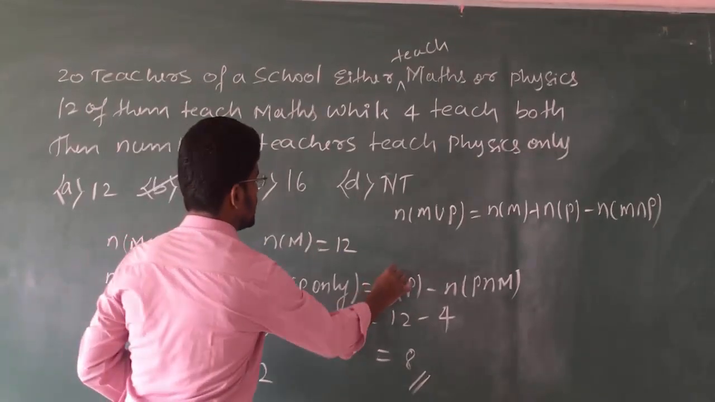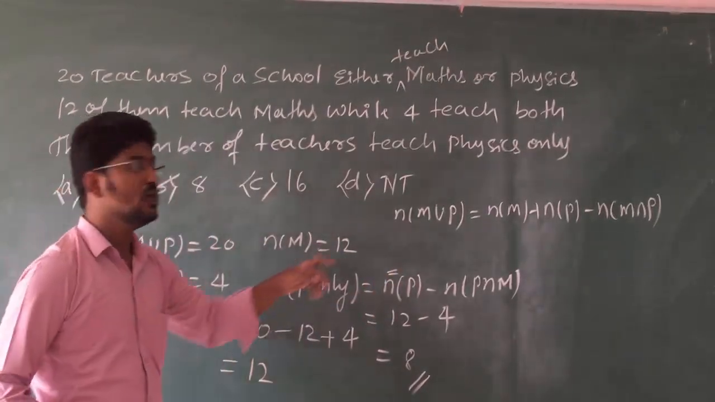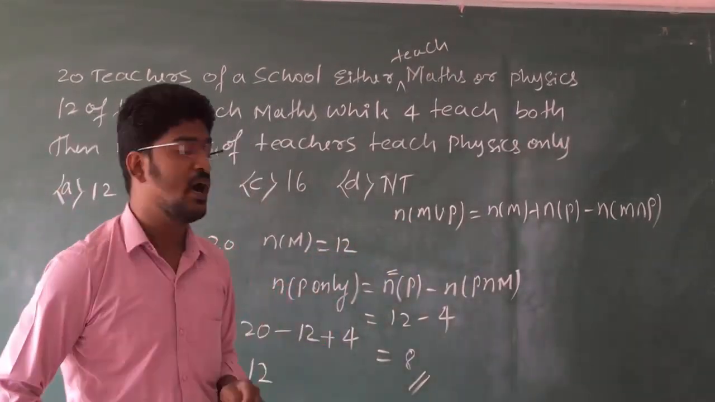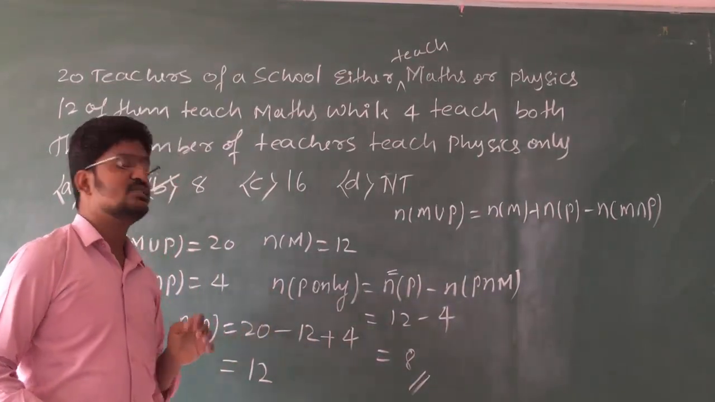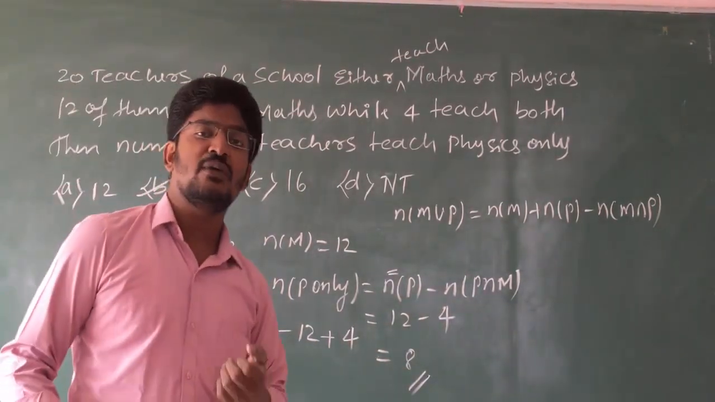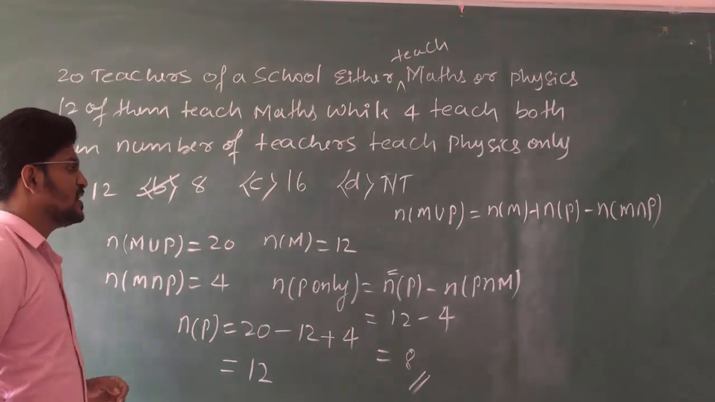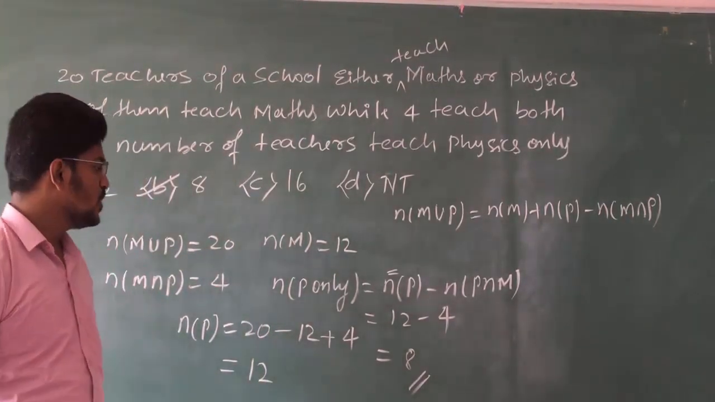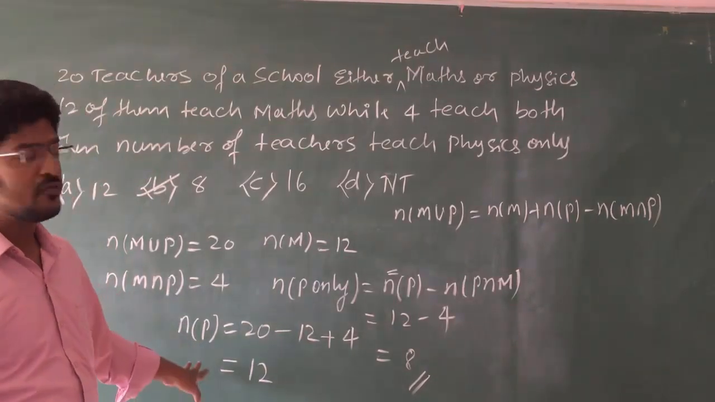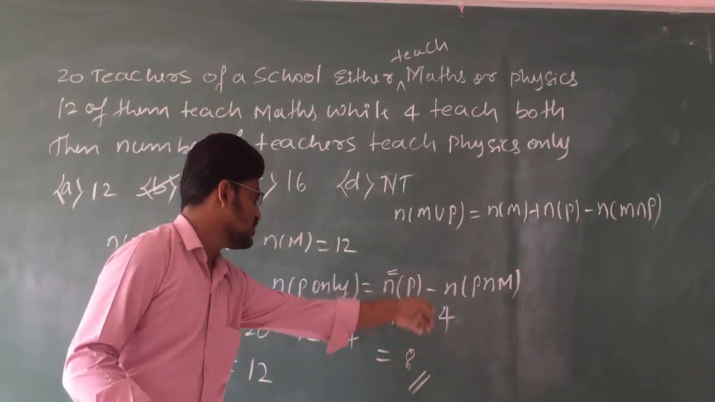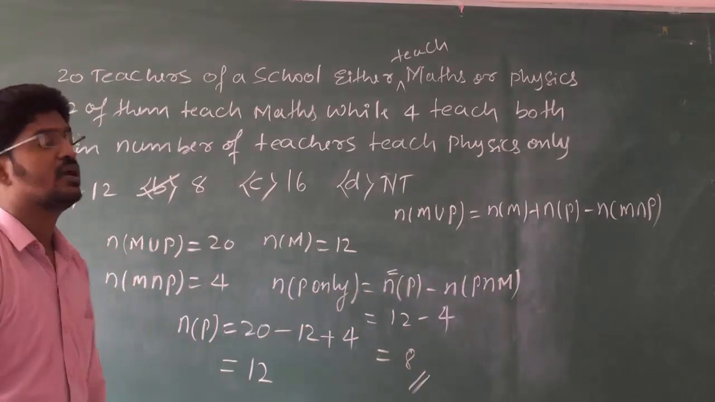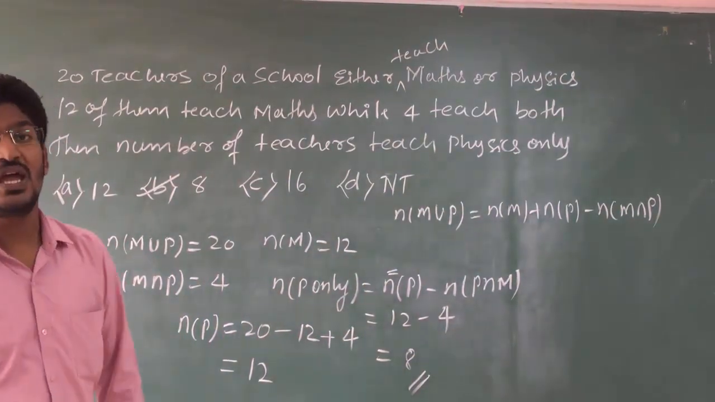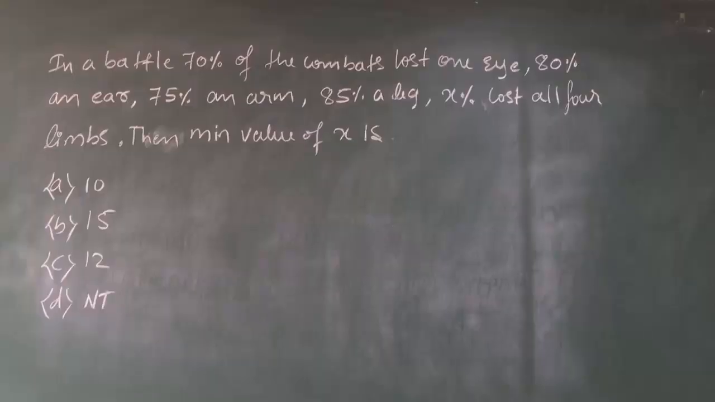N of p only formula is n of p minus n of p intersection m. So here this is important. For that you use the n of m union p formula. N of m union p is n of m plus n of p minus n of m intersection p. From that you can get n of p, that is 12. So n of p is 12. After n of p is 12, you just calculate with this formula. So it is going to be equal to 8. So 8 is the correct answer.